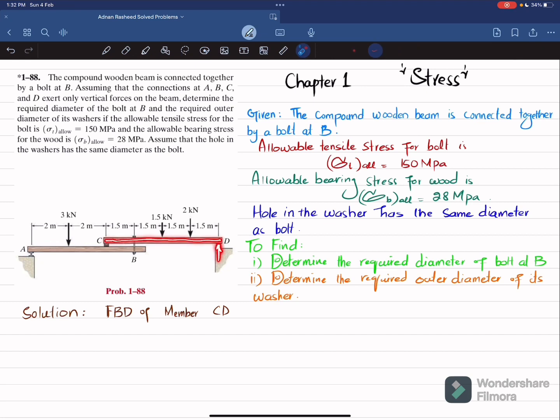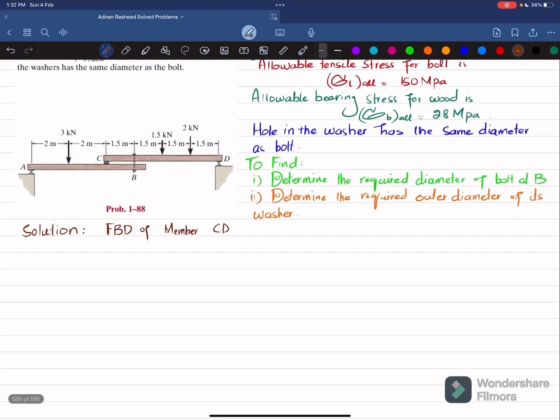There is a vertical reaction force at D, which will be FD. There is this load. Now the bolt will exert a load acting downward on this, and the reaction force at C will be upward. So we will draw its free body diagram. Let me draw it first. Let this be the beam. This is point C. So we have FC acting upward.